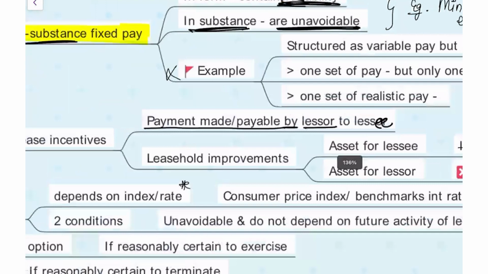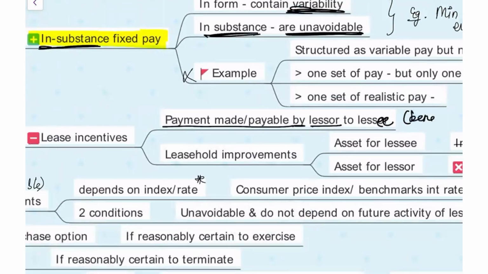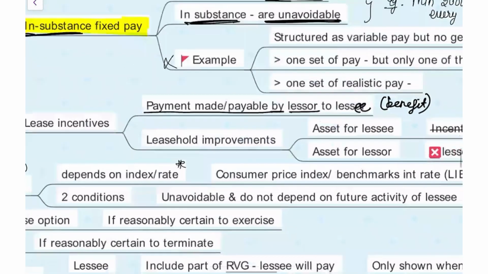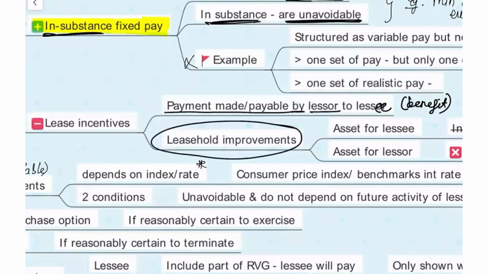That means it's a benefit to the lessee. So therefore, you have to reduce it from your cost. Okay. So these lease incentives can be in the form of leasehold improvements also. Some improvements to the asset. Suppose there is a plant and machinery, for it to function very well, suppose they are changing some engine, that can be one leasehold improvement.